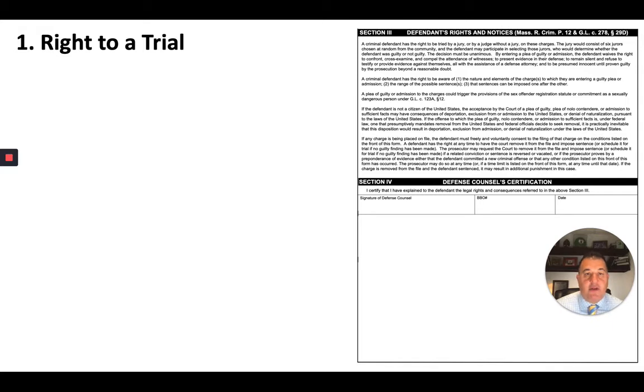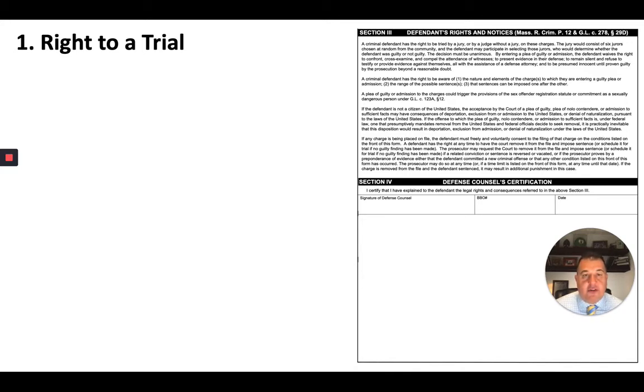The trial could be a trial before a judge. They refer to it as a bench trial. In a bench trial, the judge sitting alone will listen to all of the evidence presented by the prosecutor, as well as by yourself if you have any. The judge alone makes the decision as to whether or not you're guilty or not guilty, okay?